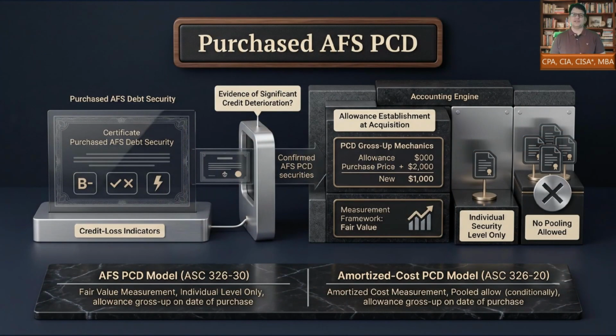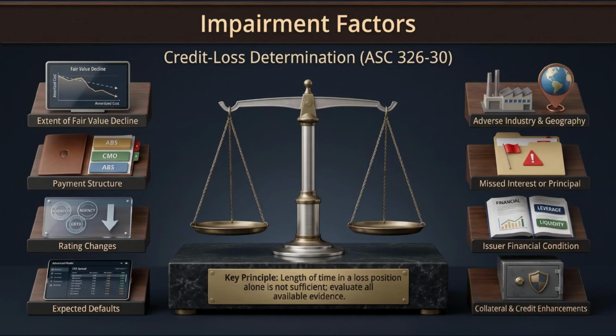Purchased available for sale debt securities can also have credit deterioration at acquisition. If the security has significant credit deterioration when purchased, it may qualify as purchased credit deteriorated under ASC 326-30. The allowance is measured at the individual security level at acquisition. This is not pooled with amortized cost CECL assets under -20. The concept connects to the PCD discussion from video 3, but here the security remains inside the available for sale fair value framework.